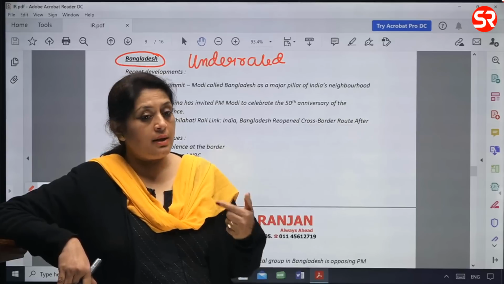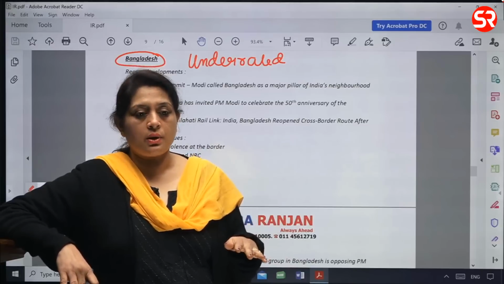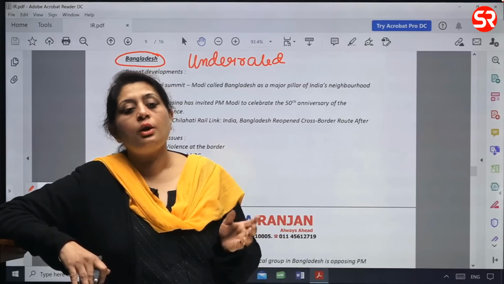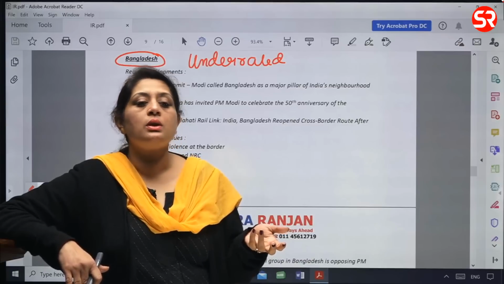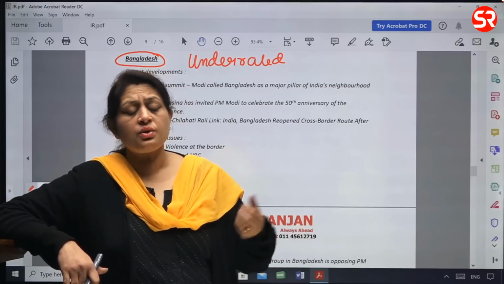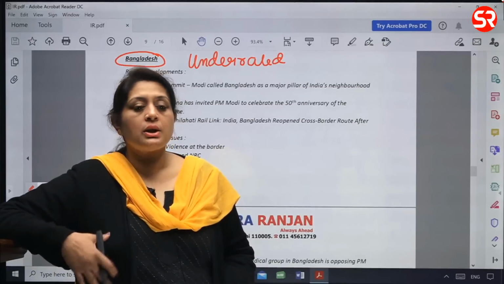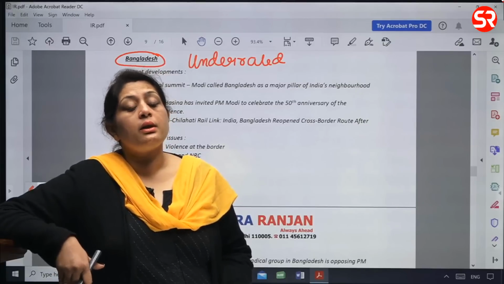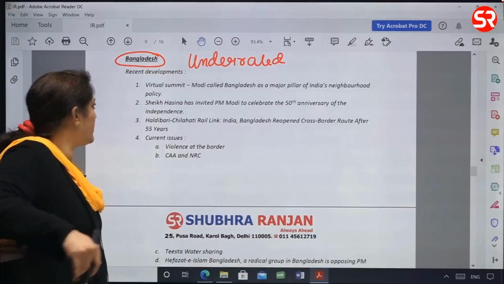So we have to see how we can reduce the trust deficit, and let us ensure that new and unnecessary issues do not emerge. And one concern is the increasing radicalization also of the government, of the society of Bangladesh. Bangladesh will be celebrating the 50 years of its liberation, and Prime Minister Modi has been invited, but certain groups in Bangladesh are also opposing. So these are some recent developments.